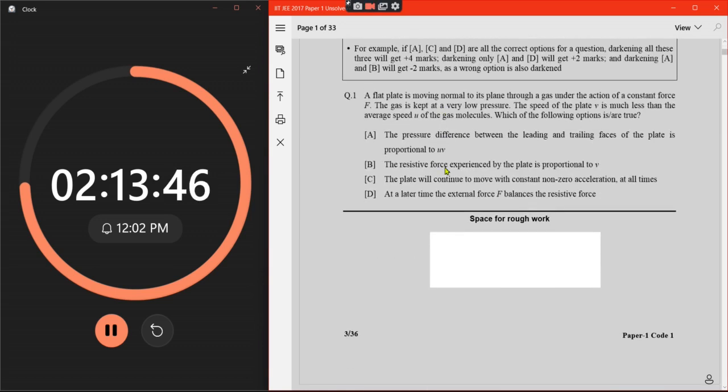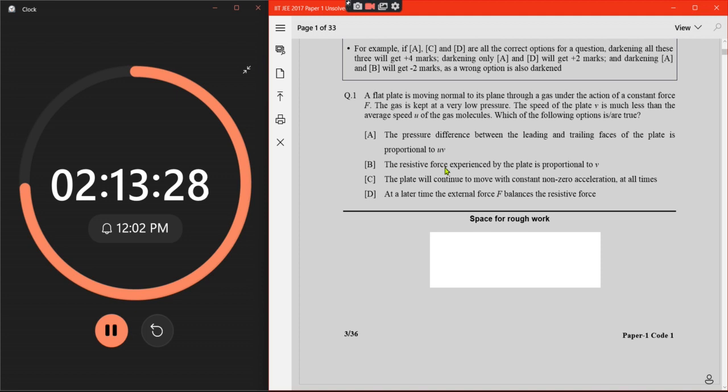A flat plate moving normal to its plane through a gas under the action of a constant force F. A flat plate moving normal to its plane through a gas under the constant force F. The gas is kept at low pressure. The speed of the plate through a gas, huh?